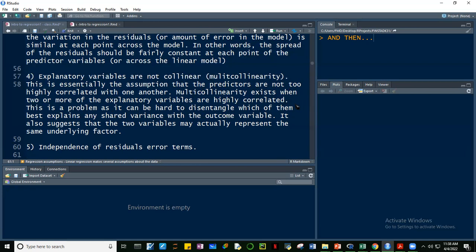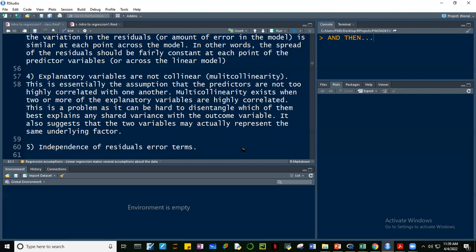Multicollinearity will exist when two or more of the explanatory variables are highly correlated, and this will be a problem. Bakit? Mahihirapan tayong masabi kung how is variable x1 explaining x2 kung highly correlated sila. Mahirap disentangle, kasi magkakaroon sila ng shared variance.